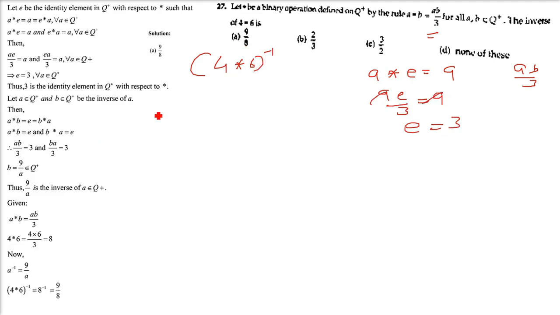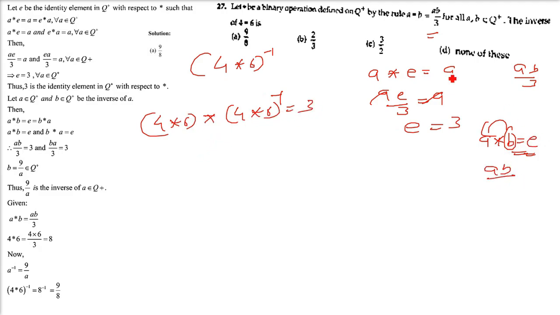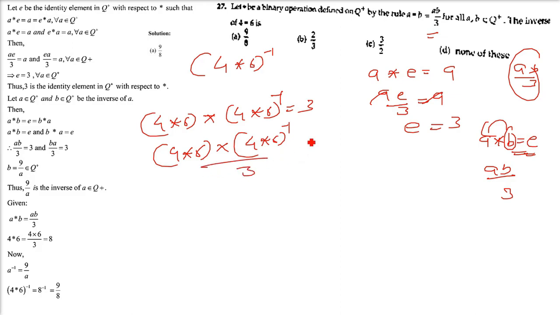Now see it very carefully. 4 star 6 is the actual value for which we have to find out the inverse. 4 star 6 inverse is the inverse we have to find out. A and B, if we operate, we get E. B is the inverse of A. Same thing. I'm just writing it as total value inverse. And that has to be E, the identity element. See, A star B is what? AB by 3. So these two multiplied, divided by 3. So 4 star 6 multiplied by 4 star 6 inverse, divided by 3, equals 3.